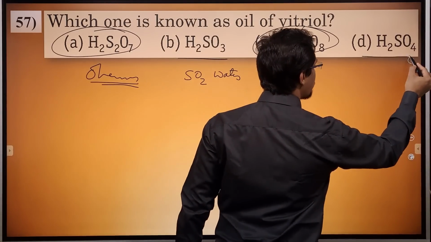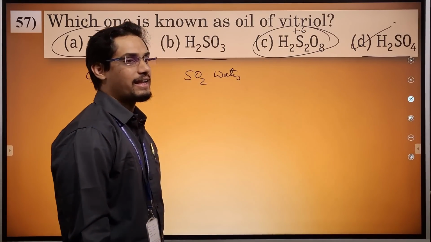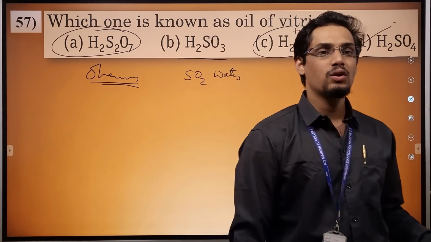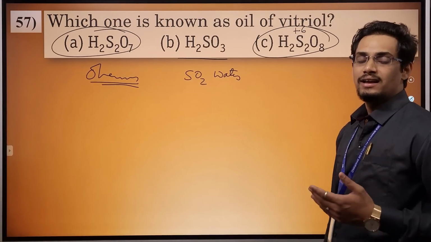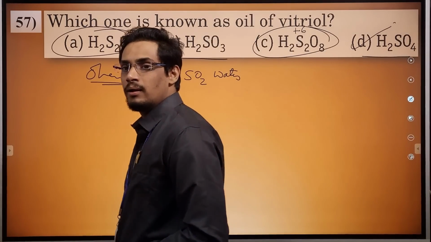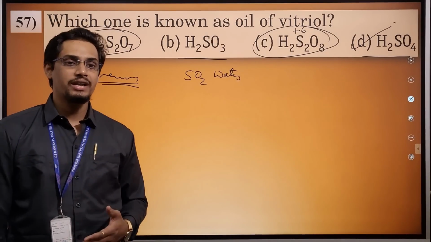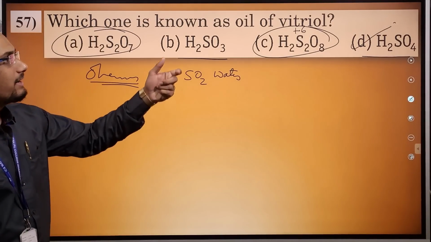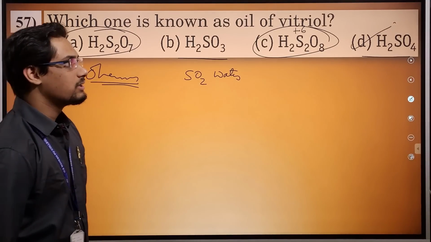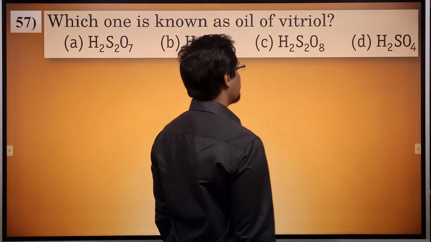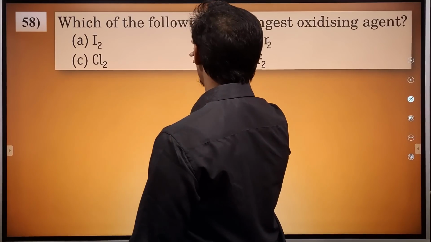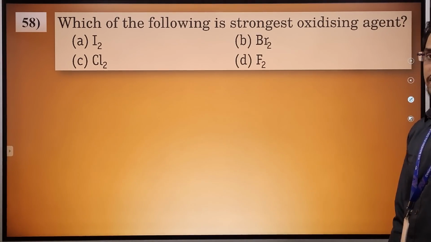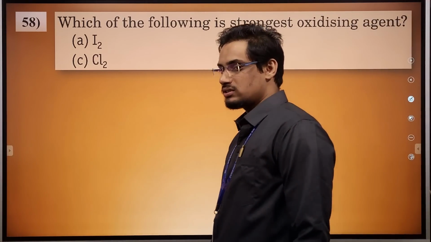And H2SO4, which we call sulfuric acid, is nothing but oil of vitriol, and its salts are known as vitriols, right? Zinc sulfate, white vitriol; green vitriol; copper sulfate, blue vitriol. Similarly, we will give the names, and the oil of vitriol is nothing but sulfuric acid. The next question: which of the following is the strongest oxidizing agent?